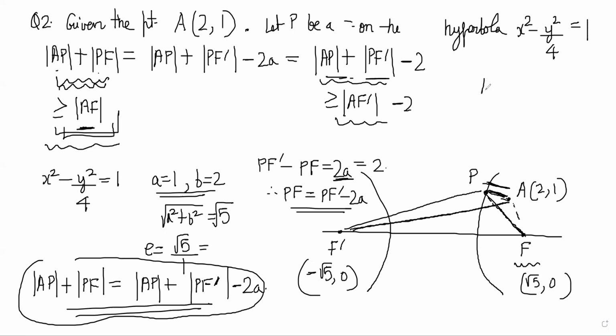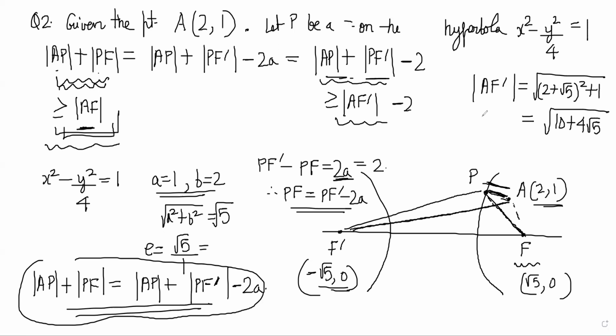Now, AF dash is how much? AF dash is (2, 1) to (minus root 5, 0). So that will be root over (2 plus root 5) whole square plus 1, which is equal to root over 10 plus 4 root 5. That is my AF dash. So this is greater than or equal to root over 10 plus 4 root 5 minus 2. This is what I'm getting from this side.